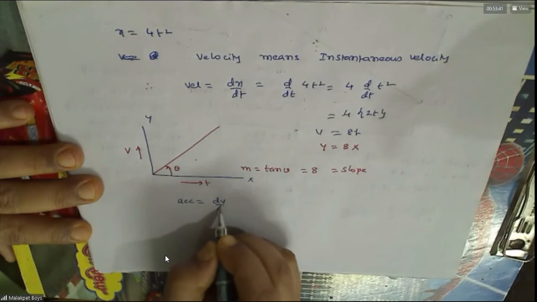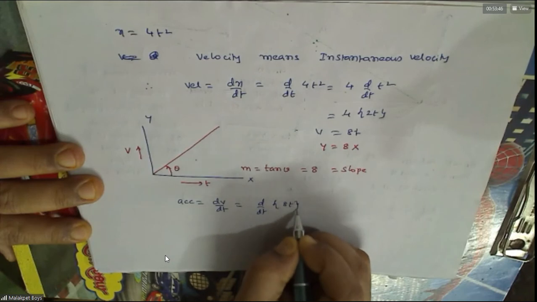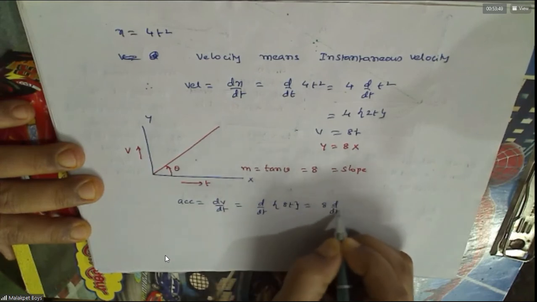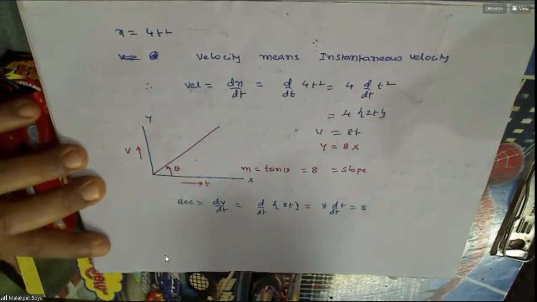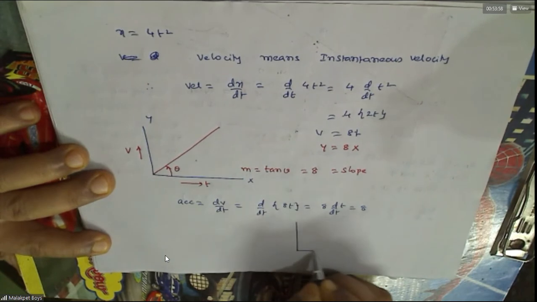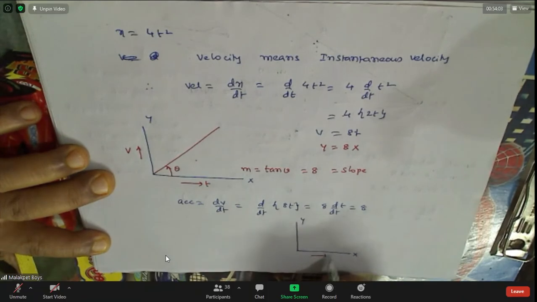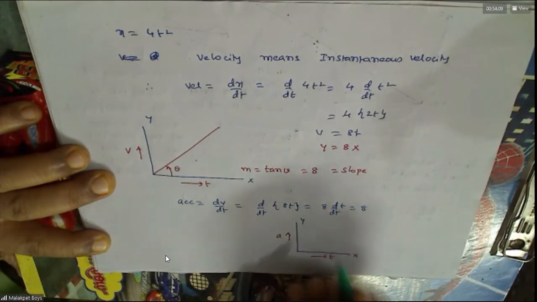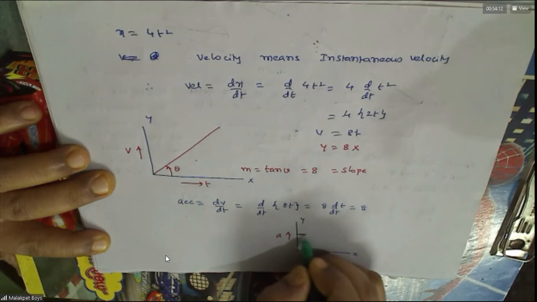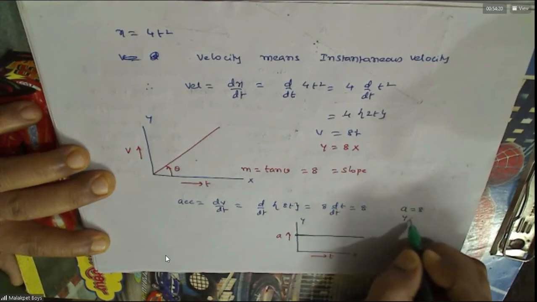And the next one he is asking is acceleration. Acceleration is nothing but the rate of change of velocity. So d by dt of velocity, which is 8t. 8 into d by dt of t, that is 8. It is a constant value only. So now you can draw this. He is asking acceleration versus time. So this is the time, this is the acceleration. Now it is a constant value, so the acceleration is constant. Agreed? A equals 8.